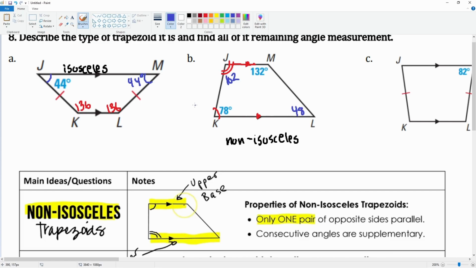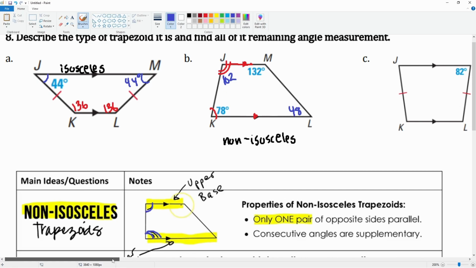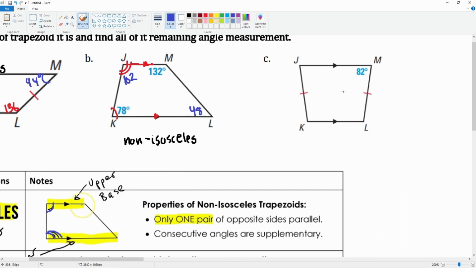All right. So if you add all of the angles together, it should get you 360. All right. It is only the consecutive angles that are supplementary here. Okay. That's why I have the marks here. Okay. And next one, notice the two bars.